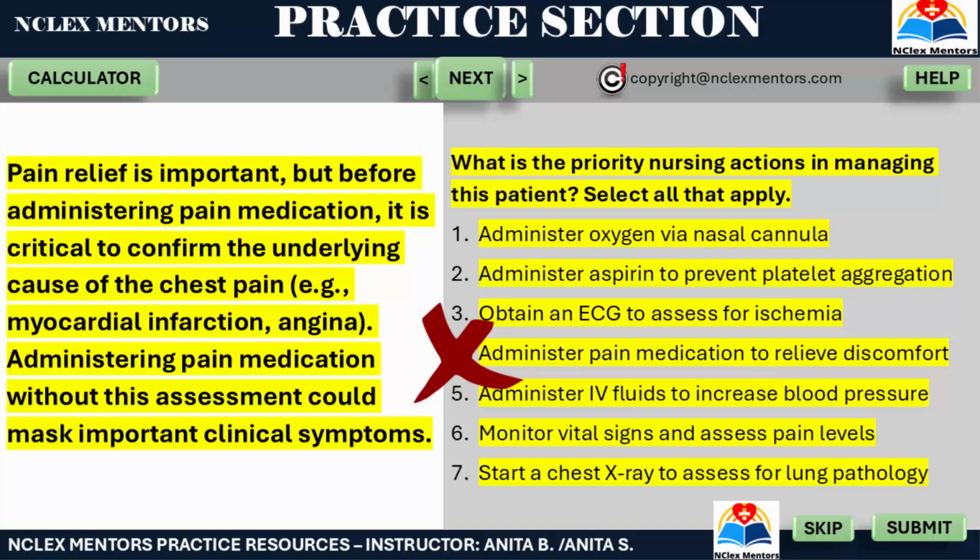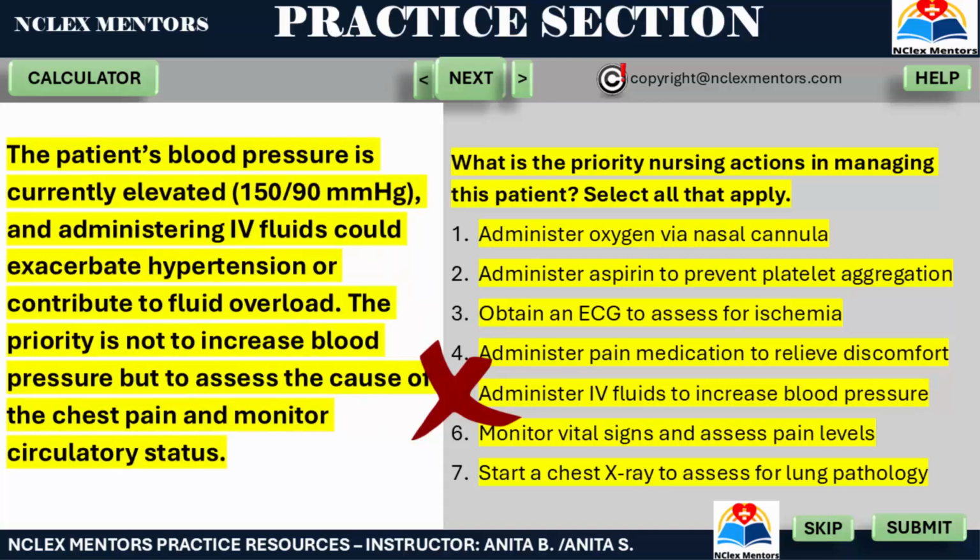Incorrect. Pain relief is important, but before administering pain medication, it is critical to confirm the underlying cause of the chest pain: MI, myocardial infarction, angina. Administering pain medication without this assessment could mask important clinical symptoms. Pain relief is a secondary concern compared to determining the cause of the chest pain and ensuring adequate oxygenation.